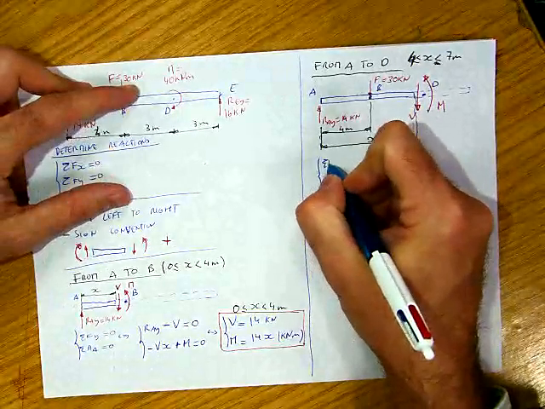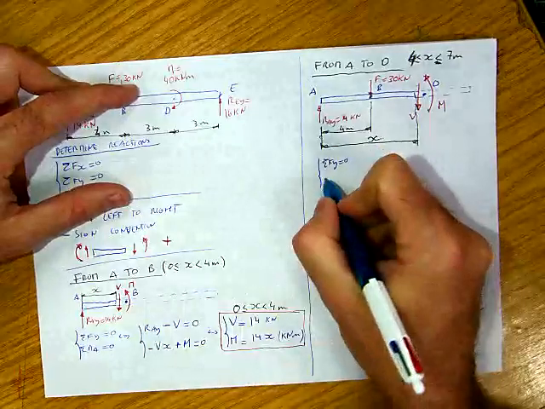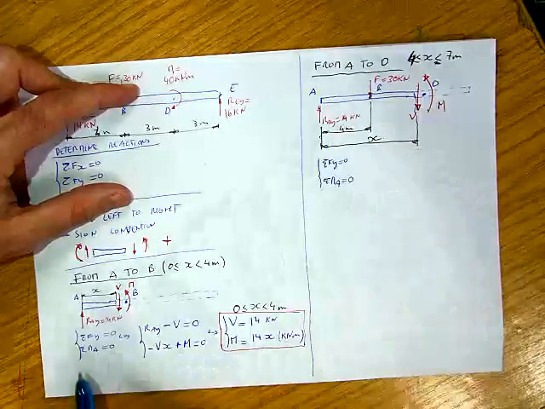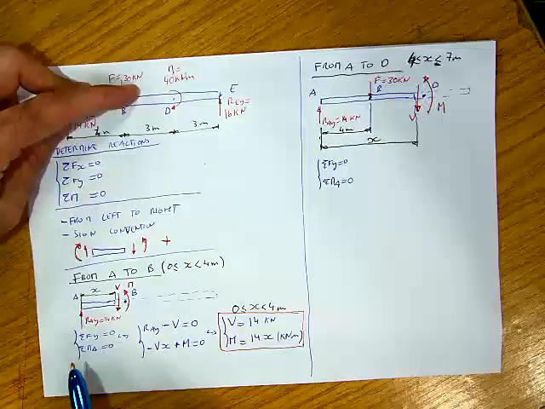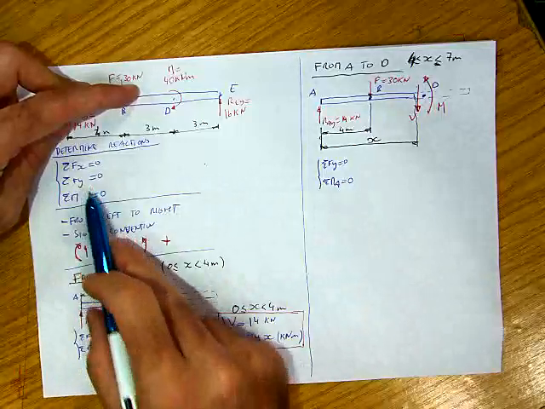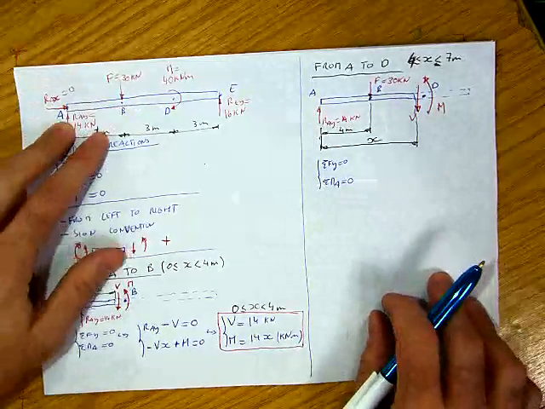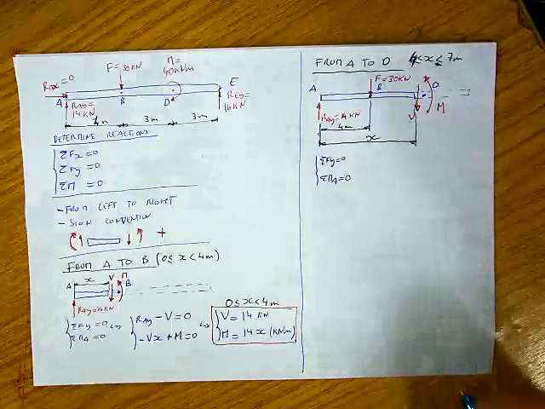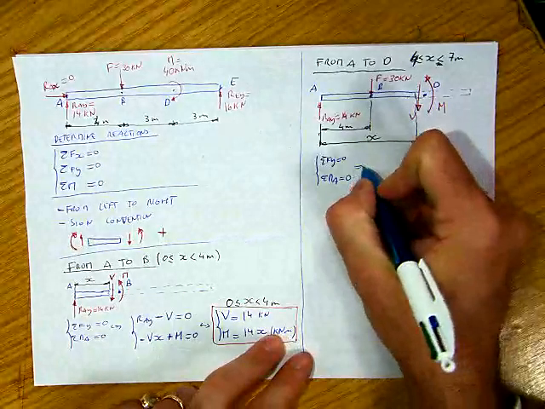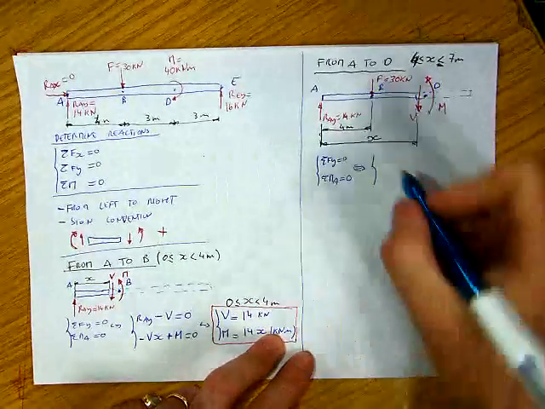Which are sum of the forces in the y direction equal to 0, sum of the moments about A equal to 0. As you see, it's always the same thing. Always the same thing to determine the reactions and to determine the shear force and the bending moment. Always the same thing. So again, I will say this is equivalent to forces in y direction.